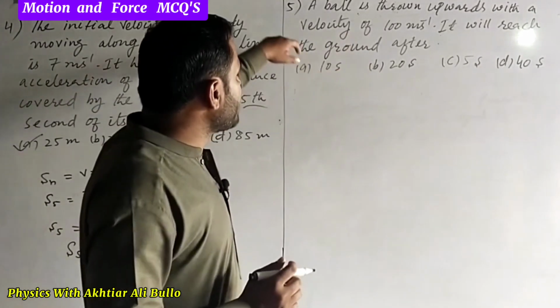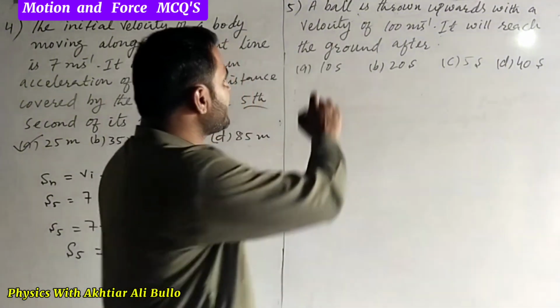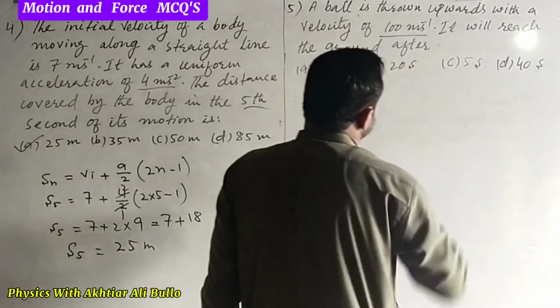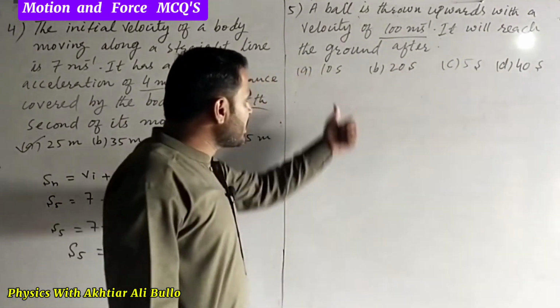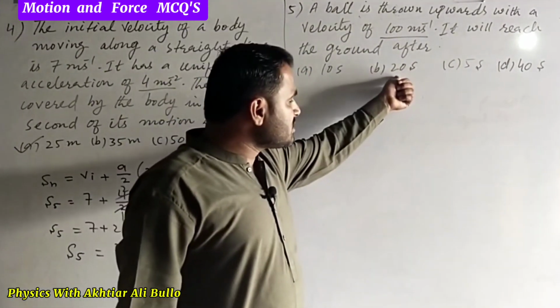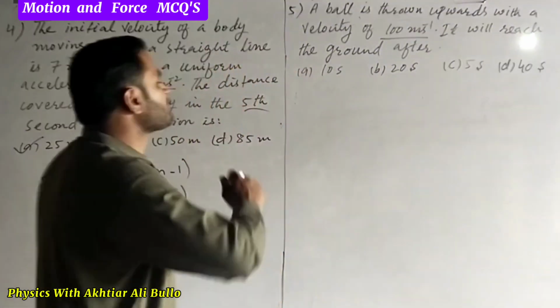The MCQ number 5 is: a ball is thrown upwards with a velocity of 100 meter per second. It will reach the ground after A, 10 seconds, B, 20 seconds, C, 5 seconds, D, 40 seconds.